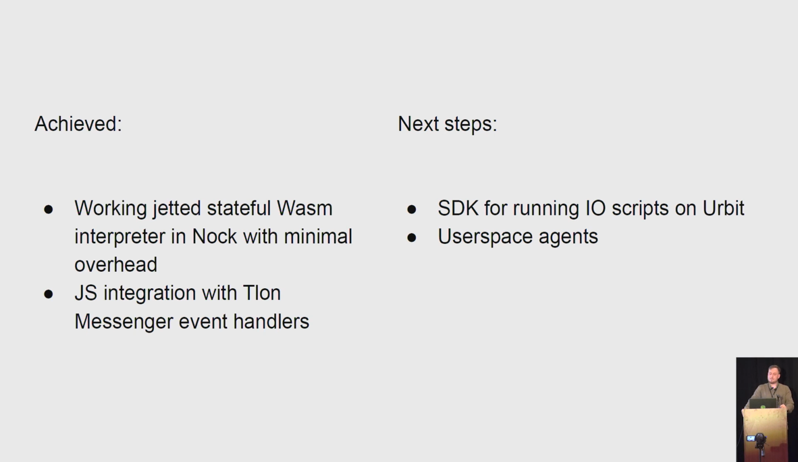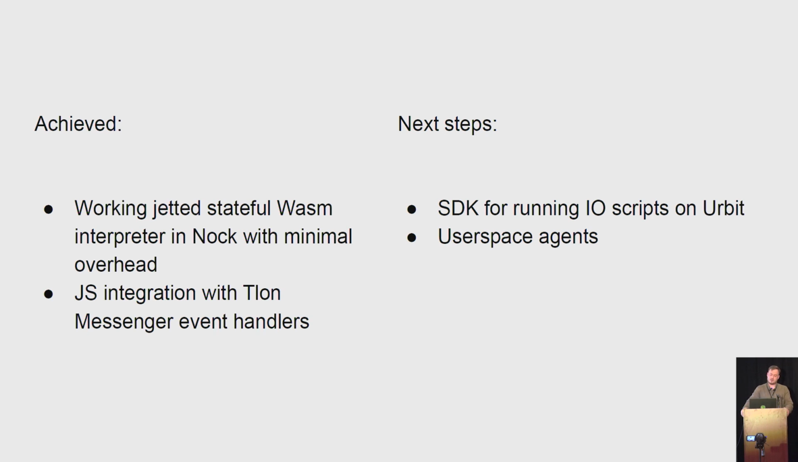As for the next steps in this direction, I'm working on a software development kit for running IO scripts on Urbit. So for example, if somebody wants to write a JavaScript script that maybe fetches some data, does some compute on it, saves it in the file system so that they can later read it, that would be possible without writing a single line of code.